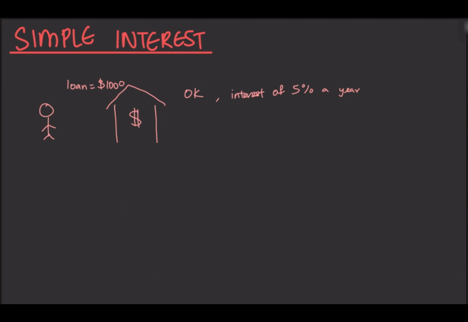Now, let's say you repay the loan. You don't just pay $1,000. You have to pay an additional 5% in a year. Right? That means you have to repay 1,000 plus 5% of 1,000. So that is the amount that the bank earns from you.